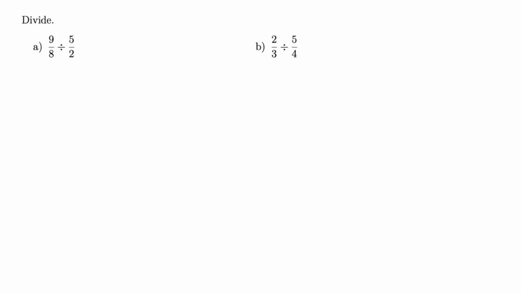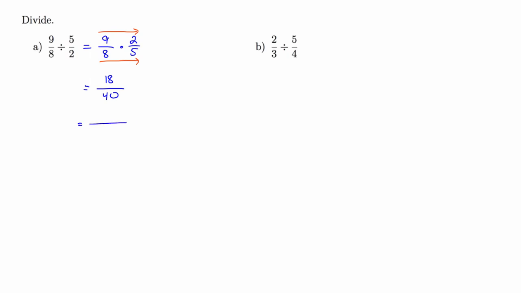Division is the second easiest operation to do with fractions. The trick to dividing fractions is to first rewrite the division as multiplication by the reciprocal. So in part A, we have 9/8 divided by 5/2, so what we need to do is keep the 9/8 the same, but we turn that dividing by 5/2 into multiplying by 2/5. And now that it is a multiplication problem, we can return to our multiplication process. Multiply the numerators together, multiply the denominators together. 9 times 2 in the numerator is 18. 8 times 5 in the denominator is 40.